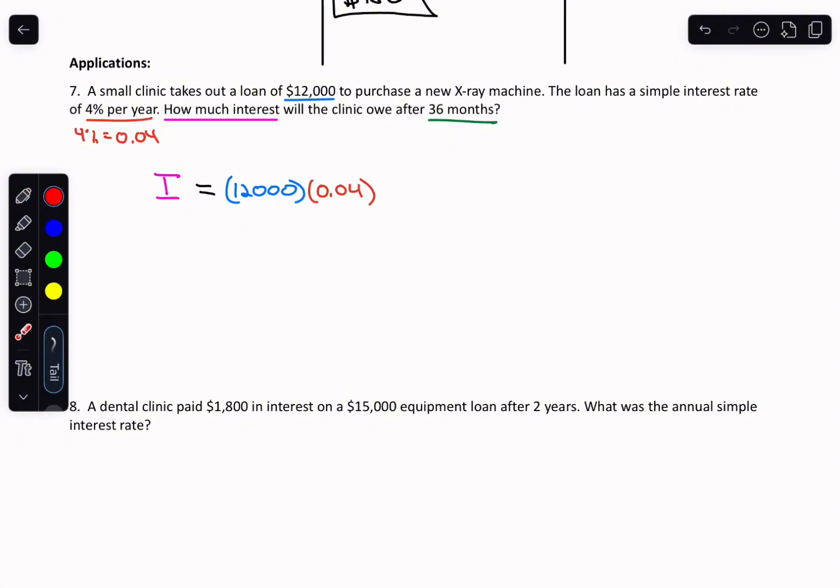And then we have to be careful because our interest rate is per year, but we're given 36 months as our time. So we need to convert our time. If we multiply 36 months by 1 year over 12 months, then the units of months cancel, and 36 divided by 12 gives me 3 years. So for time, I'm going to plug in 3, because it's very important that we multiply by 1 over 12 to convert the months to years, because we absolutely need our units on rate and time to be the same. So now we have our interest formula set up.